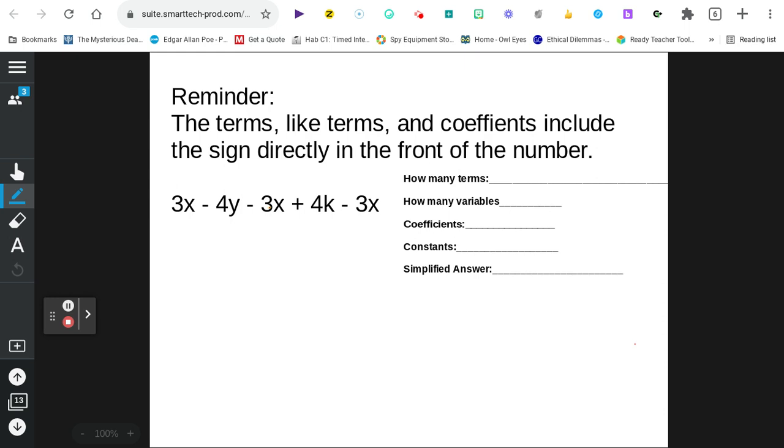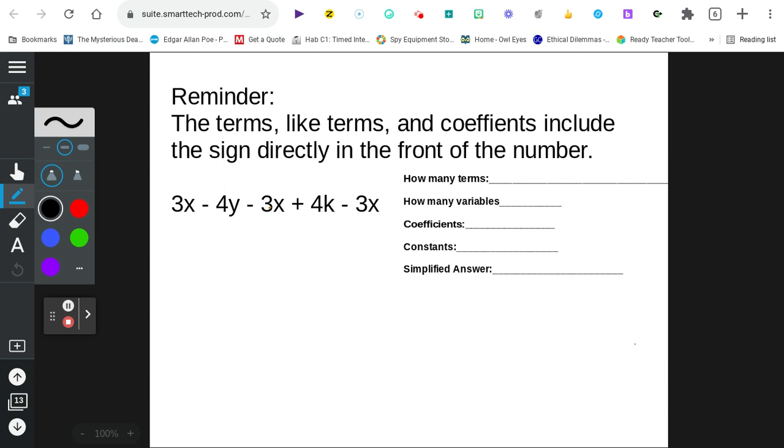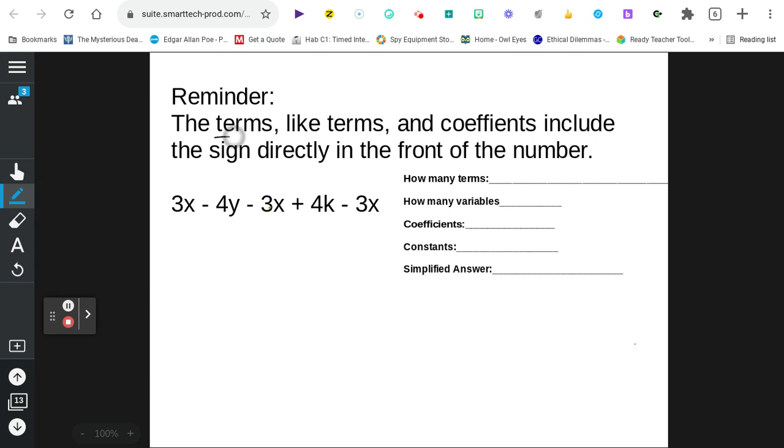All right, so we're going to do this without the tiles. It's very simple. And I just want to go through a few things. I want to make sure we understand what terms are. Terms are separated by plus or minus signs. So every time you can separate an expression by a plus or minus, that equals a term. Like terms are going to be the same variables, same exponents, or corresponding exponents.